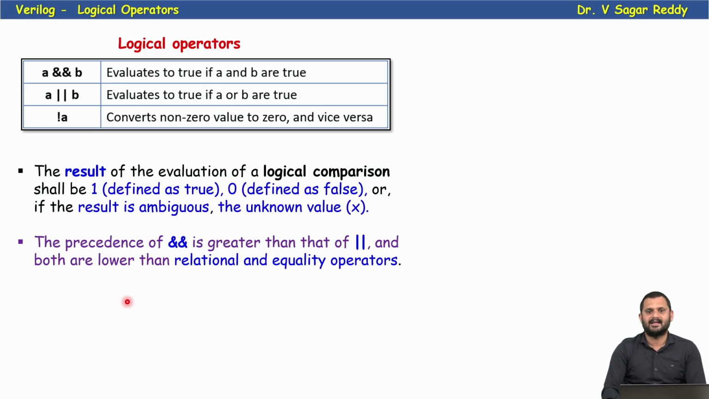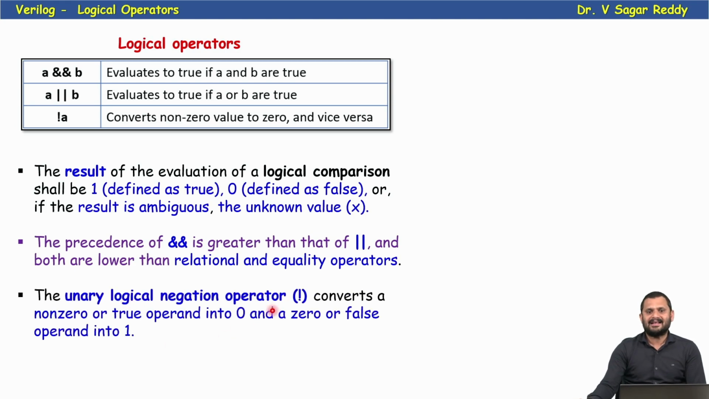We will discuss these relational and equality operators later in this video. So the logical operator precedence is lower than relational and equality operators. The unary logical negation operator converts a non-zero or true operand into 0, and a 0 or false operand into 1. Anything other than 0 is true, even a negative number. Now we'll see some examples here.